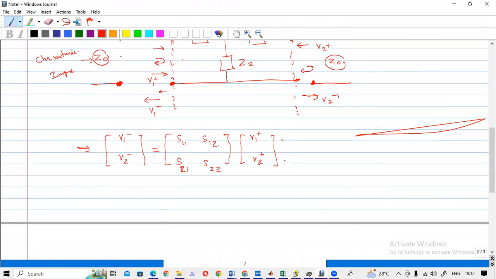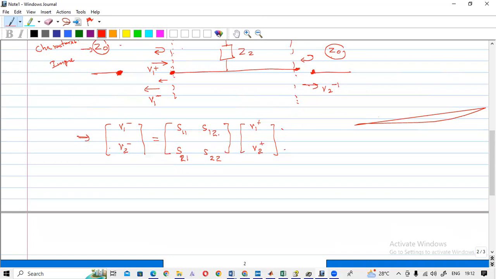Now you need to write the equation. Okay, so using this matrix, you can write the equation. How can you write the equation? V1 minus: first you can consider this row.